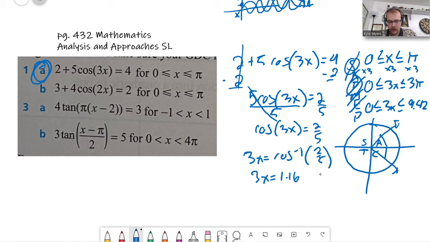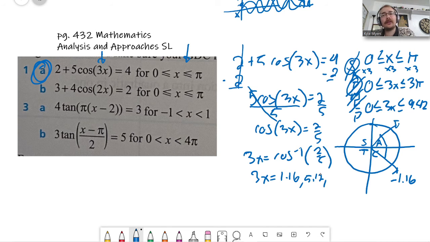So I could start with negative 1.16. That would be this angle down here, negative 1.16, and then I could just add 2 pi to it. So plus 2 pi, and I get 5.12. All right, so 5.12. There's my other answer. But wait, I said there was going to be 3 answers, didn't I? We're going from 0 to pi in the original interval, so there should only be 1 answer.